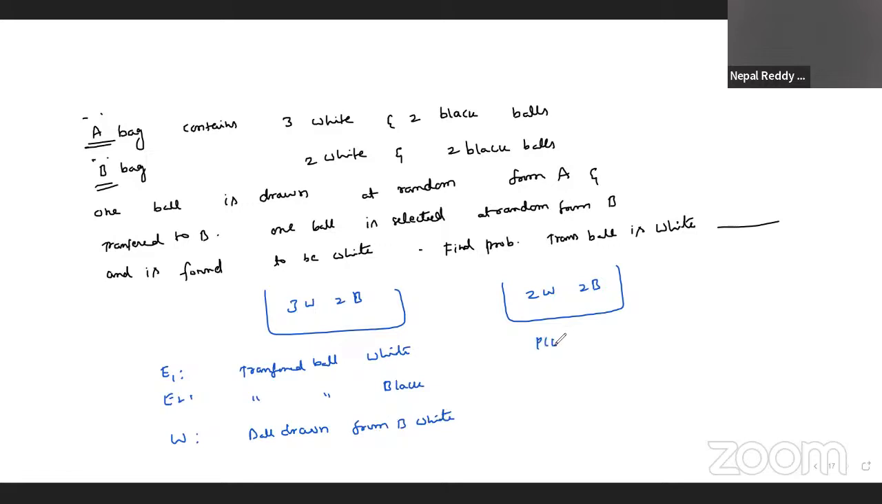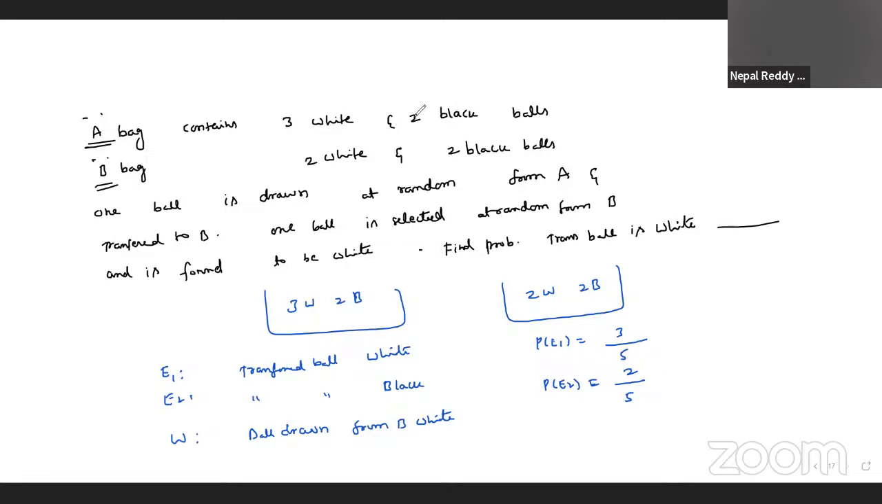Now I am going to write probability of E1 first. Transferred ball is white. Total there are 5 balls, in which there are 3 white balls, so you will get 3 by 5. Next, probability of E2. Total there are 5 balls. When the transferred ball is black, here you have to write 2C1, nothing but 2. 5C1 in the denominator, 5. This is probability of E1, probability of E2.